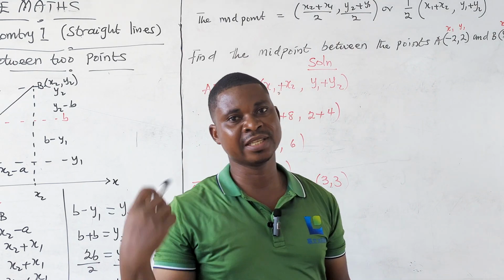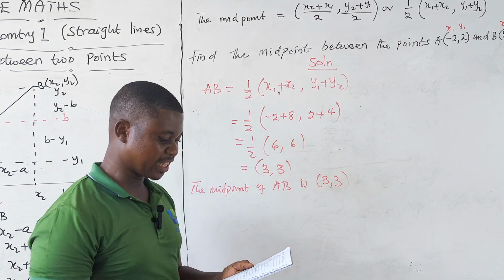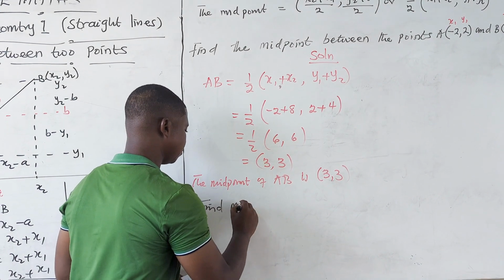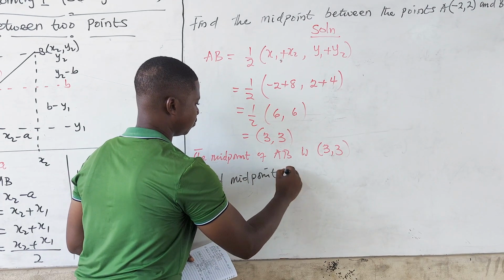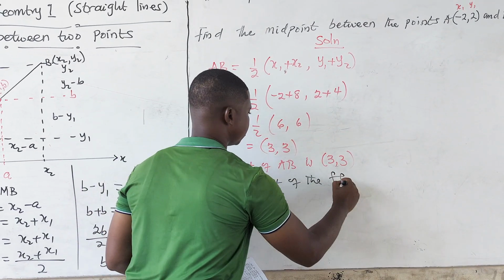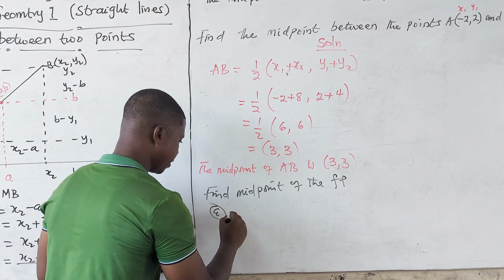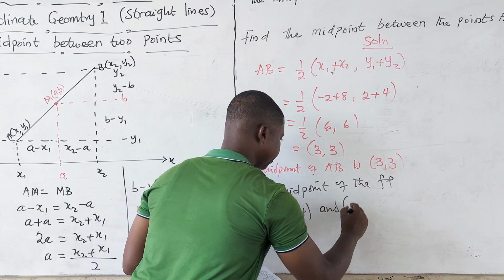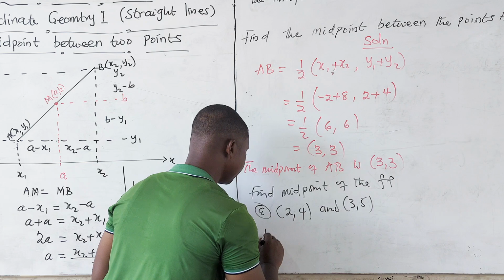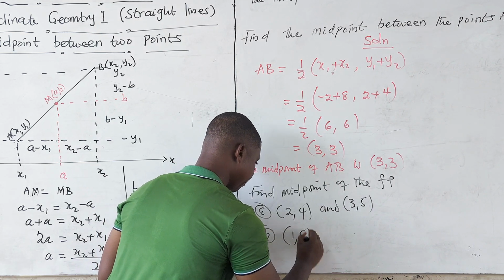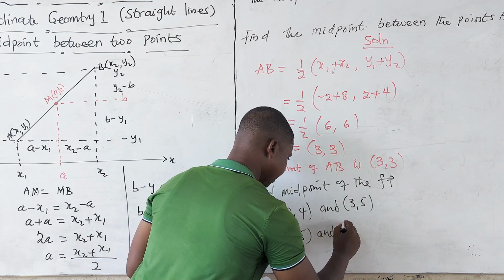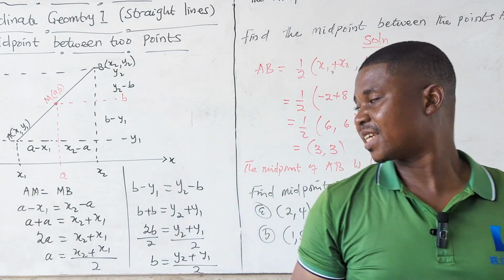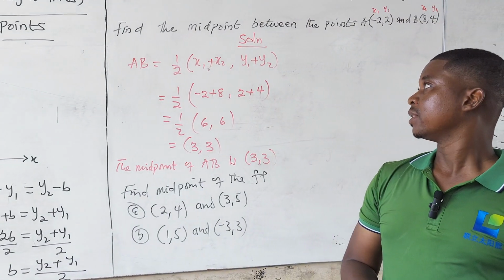And that is the solution to the question. Now let me give you one question for you to try. Find the midpoint of the following: A(2, 4) and (3, 5), then B(1, 5) and (-3, 3). All right, so that is your assignment.